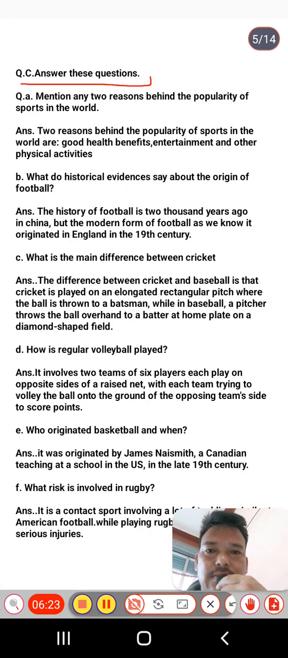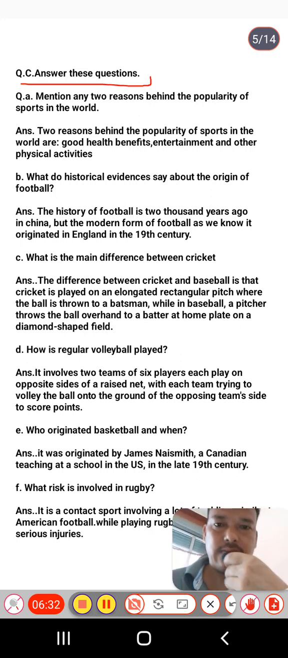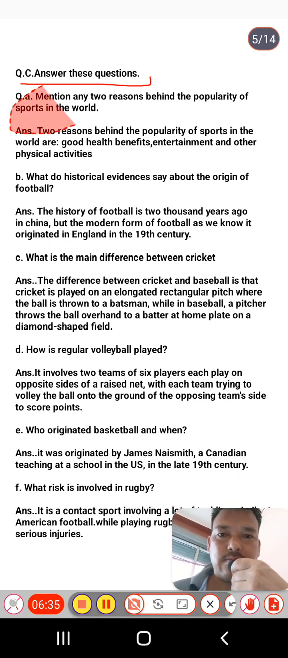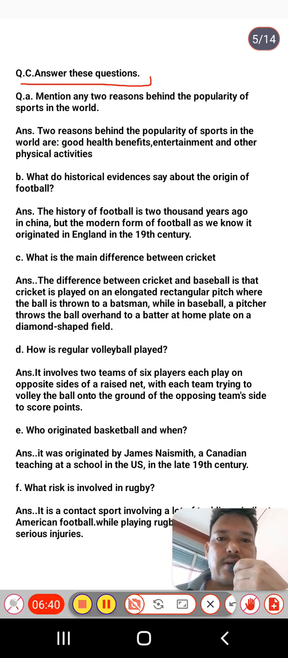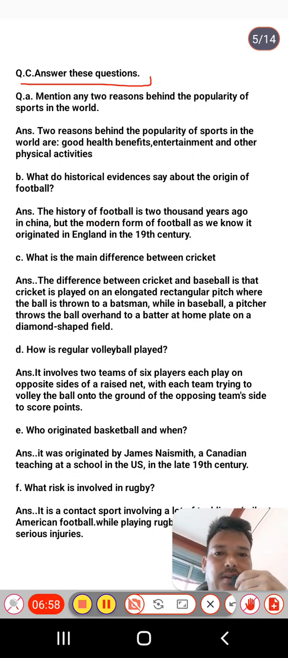So here is the answer, students. The answer to question number A is here. Mention any two reasons behind the popularity of sports in the world: good health benefits, entertainment, and other physical activities. And B, what does historical evidence say about the origin of football? The history of football goes back 2000 years to China, but the modern form of football as we know it originated in England in the 19th century.